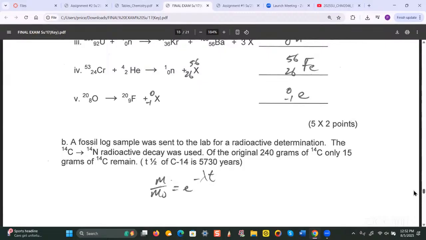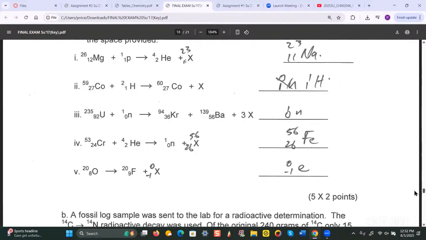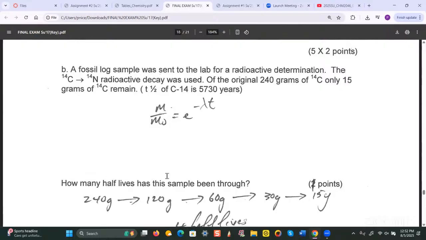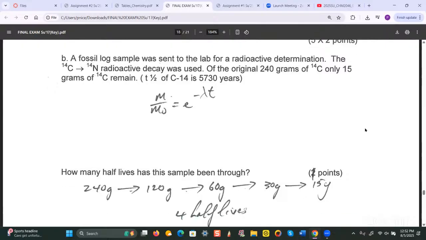Eight B, okay. So this one is a carbon dating type problem. It gives you the half-life and it gives you the mass of the carbon-14 material. So the question is asking how many half-lives has this sample been through, right?